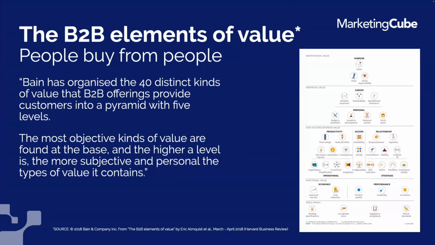In doing some research for today's webinar, I stumbled across some information I found through the Harvard Business Review, which was in fact a report developed by Bain. Bain had been through the process of developing what they called the B2B elements of value. They've organized them into 40 distinct kinds of value that B2B offerings provide customers, and they've put those into a pyramid with 5 levels. That's the pyramid you can see there on the screen. That's probably a little difficult to read, depending on what screen you're on today, so I'll have a QR code here for you shortly. Just grab your smartphone and you'll be able to scan that in just a moment.